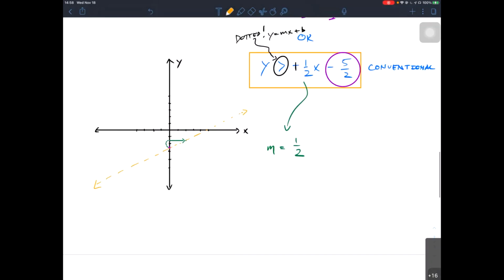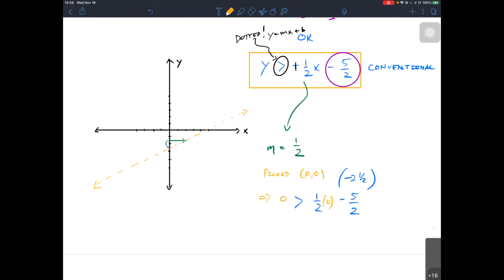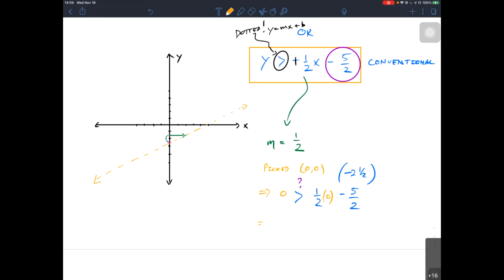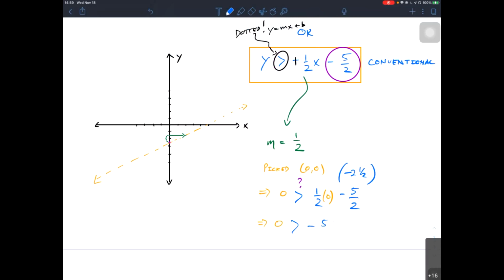So I imagine that everyone chose 0, 0 again, right? You picked 0, 0. You picked 0, 0. And you plug it in. 0 is greater than 1/2 x minus 5/2, or 2.5, right? It doesn't matter, as long as you know what's going on. And you have to multiply by 0. And we do the little check mark here, or question mark, I'm sorry. So everything cancels, and then you're left with just what? That 0, is it greater than 2.5?